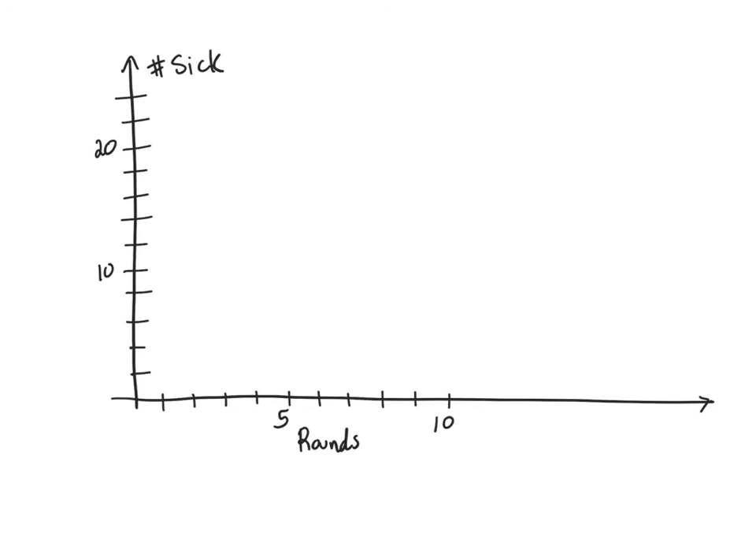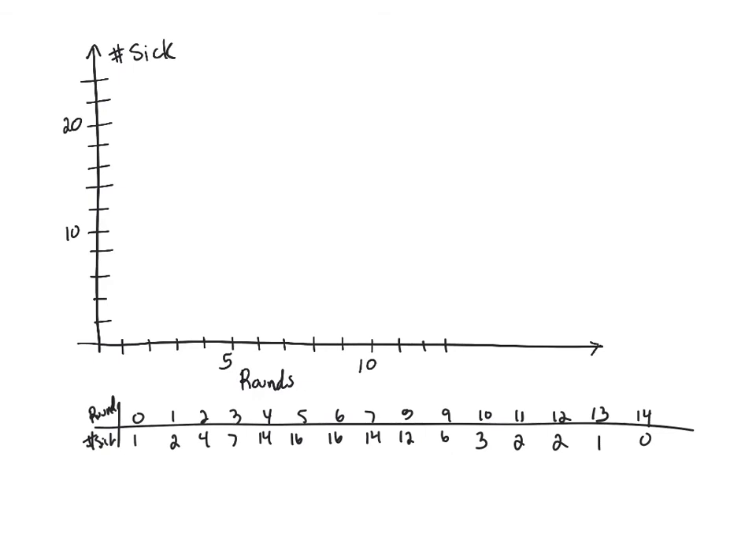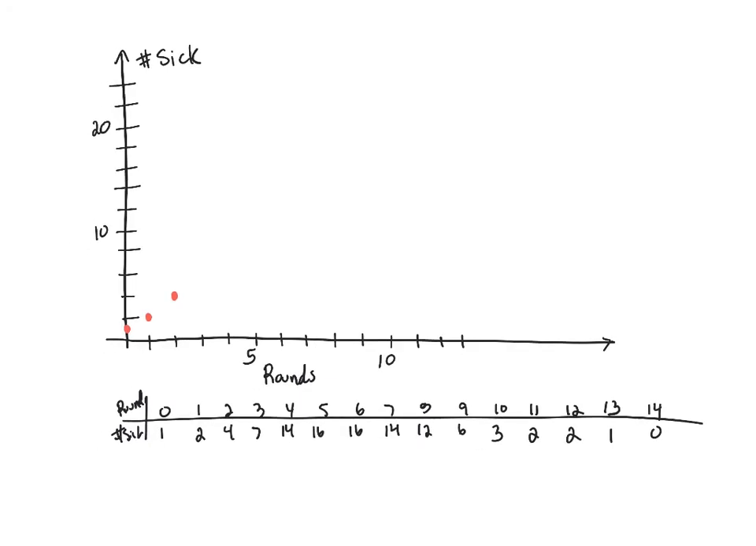I'm going to use the data from the original simulation video for this. So at the bottom here, I've got the data: rounds here, number sick, and then I'm just going to plot my points and then connect them. In round 0 we had 1 person sick. Remember our y scale is 2. In round 1 we had 2 people sick. In round 2 we had 4 people sick, and then 7 people sick. Actually, I'm going to add a few more labels over here: 2, 4, 6, 8. Okay. So now in round 3, we're going with 7.